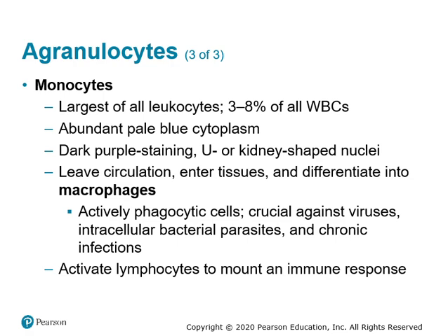Now, once they're macrophages, monocytes become actively phagocytic cells that are crucial in fighting against viruses and other intracellular bacterial parasites. They really help a lot with chronic infections. Whereas neutrophils tend to be the first that show up at the site of infection, they often die fighting and end up in pus. But monocytes are able to work again and again and again, and they're even able to help us activate lymphocytes and mount an immune response.